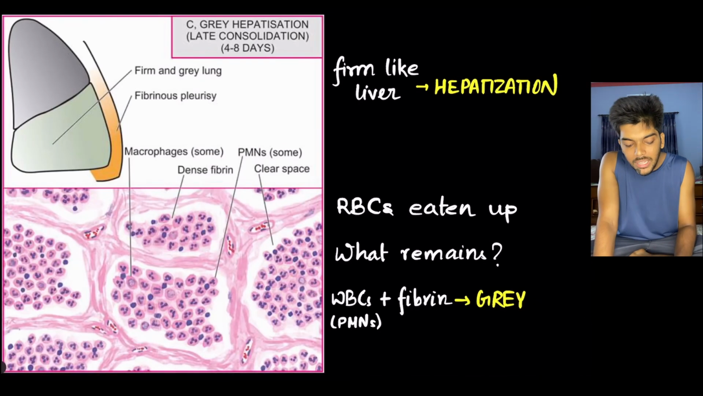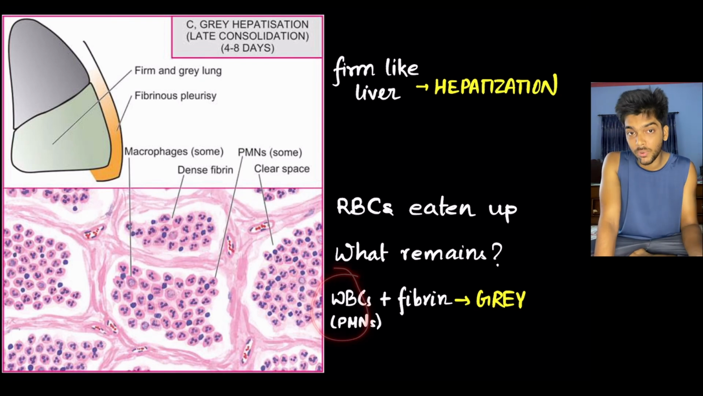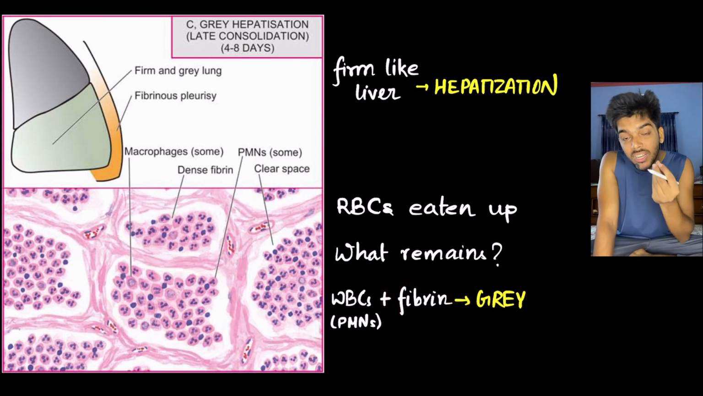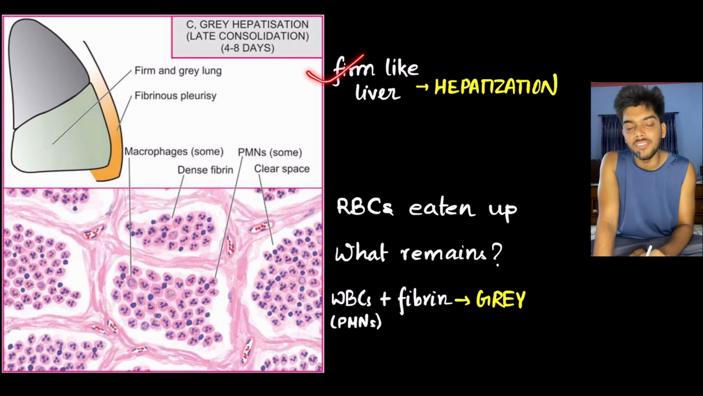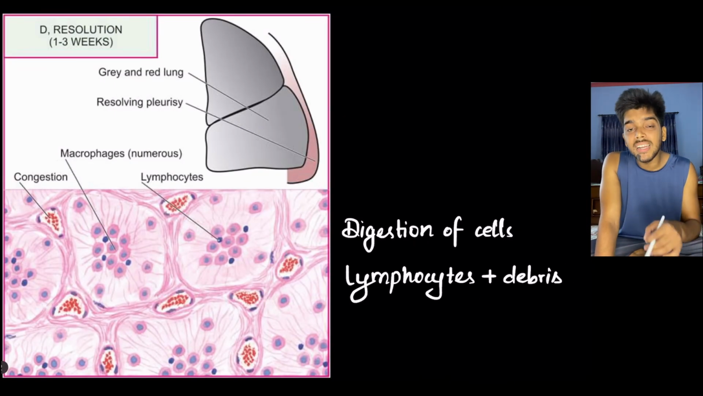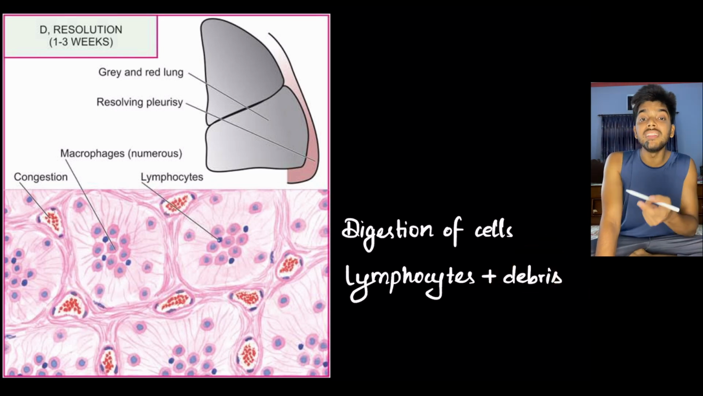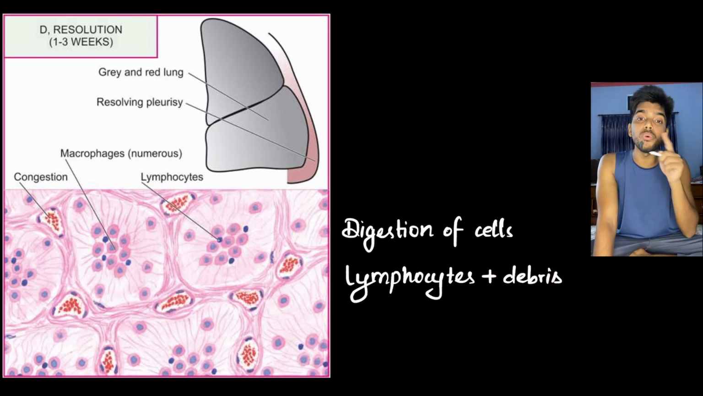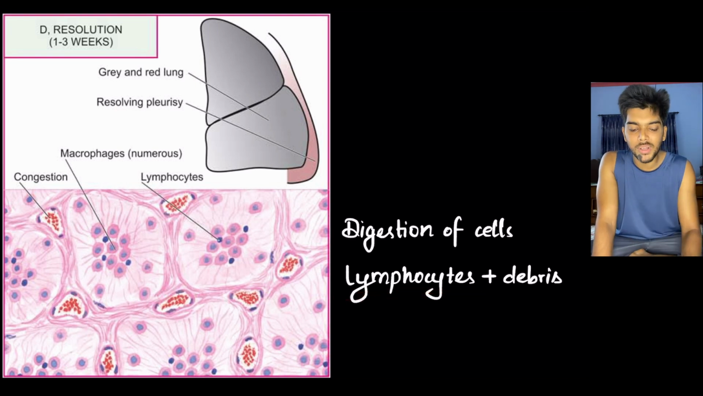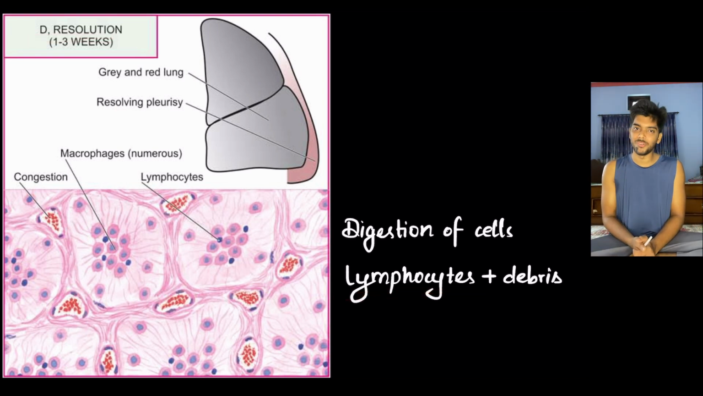After that, all the RBCs get eaten up. What remains are only WBCs, the polymorphonuclear cells or neutrophils, and fibers that give the gray color. Since the air space is still filled with cells, solid substance, it is still firm like liver, so gray hepatization. Finally, all the cells get digested by the digestive enzymes and only the cell debris remains, and the cells that come later on in the chronic stage, the lymphocytes, come. This is the phase of recovery, also referred to as resolution. And we are done with pneumonia as well.